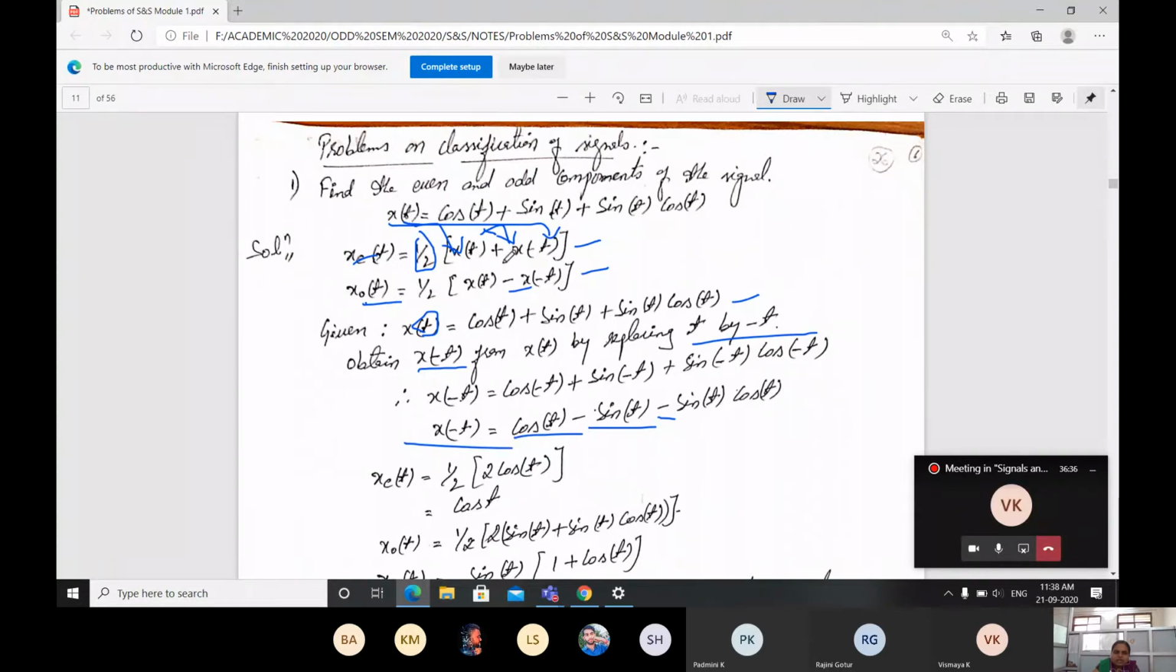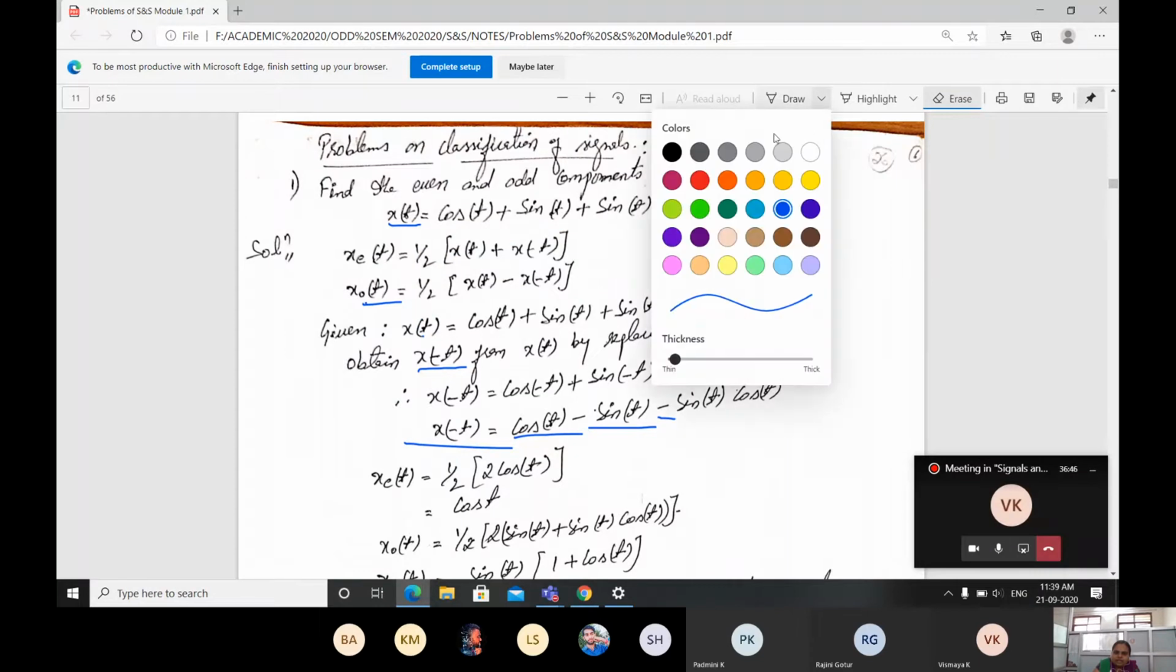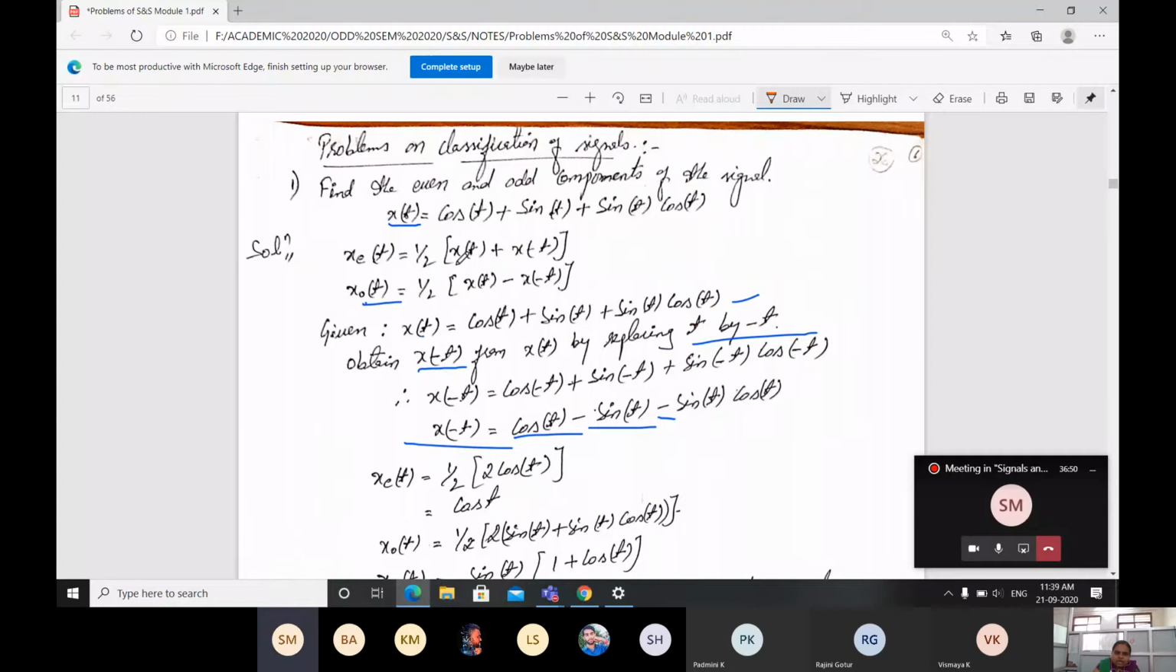Then what you have to do? If I want my even part, what should I do? I should add x of t plus x of minus t.